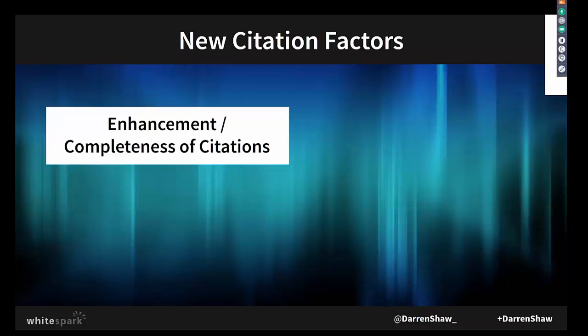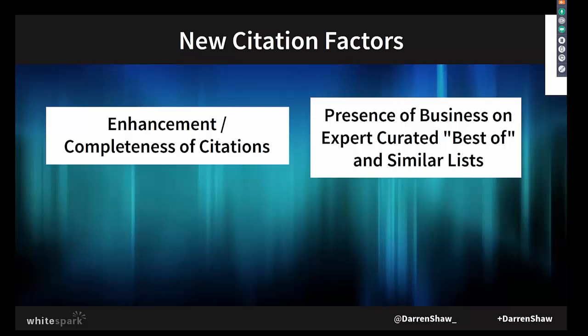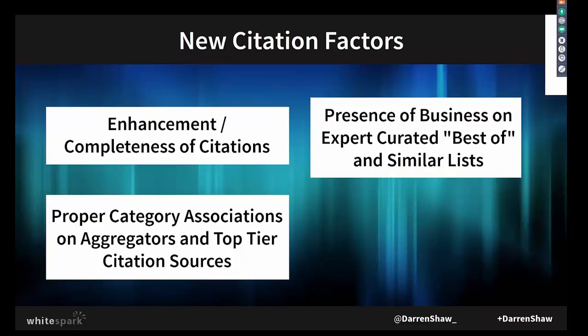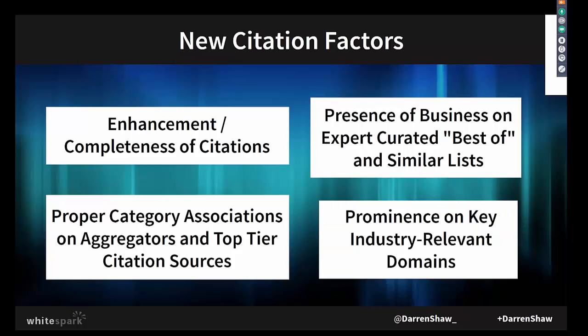I also added some additional factors like enhancement, completeness of citation, and presence of the business on curated best-of and similar lists. These are huge. It didn't really get surfaced in the results, but I encourage you to think about that. How can you get listed on these best-of lists? Because I actually think that's a very strong ranking factor. Then proper category associations on the aggregators, so making sure that your categories are correct and accurate across all of the most important citation sources, and prominence on key industry-relevant domains. These would be like Avvo for example if you're a lawyer, or Healthgrades in the medical industry.